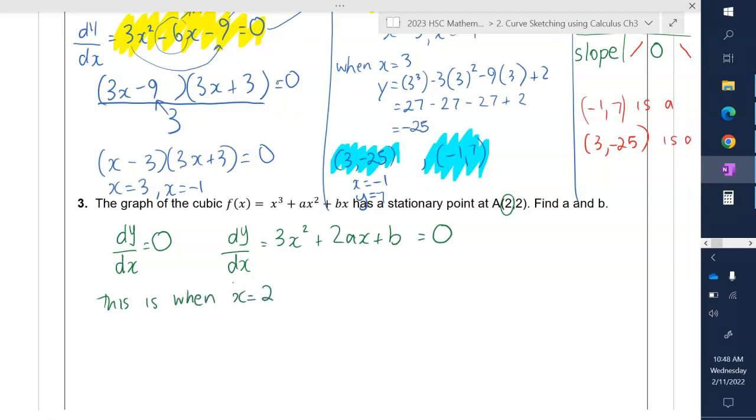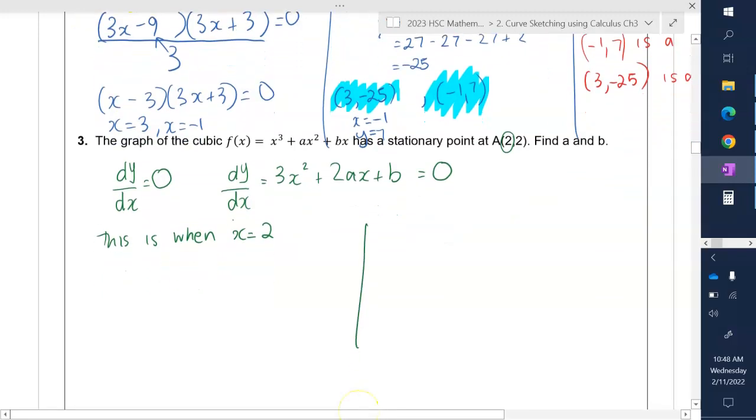So I'm going to pop x is equal to 2 into this equation. I messed it up a little bit, so I'm going to move it down here to the left. We're going to get 3 times 2 squared, which is 4, plus 2a times 2 plus b equals 0. So let's be careful with your algebra here. 4 3s are 12 plus 4a plus b equals 0.